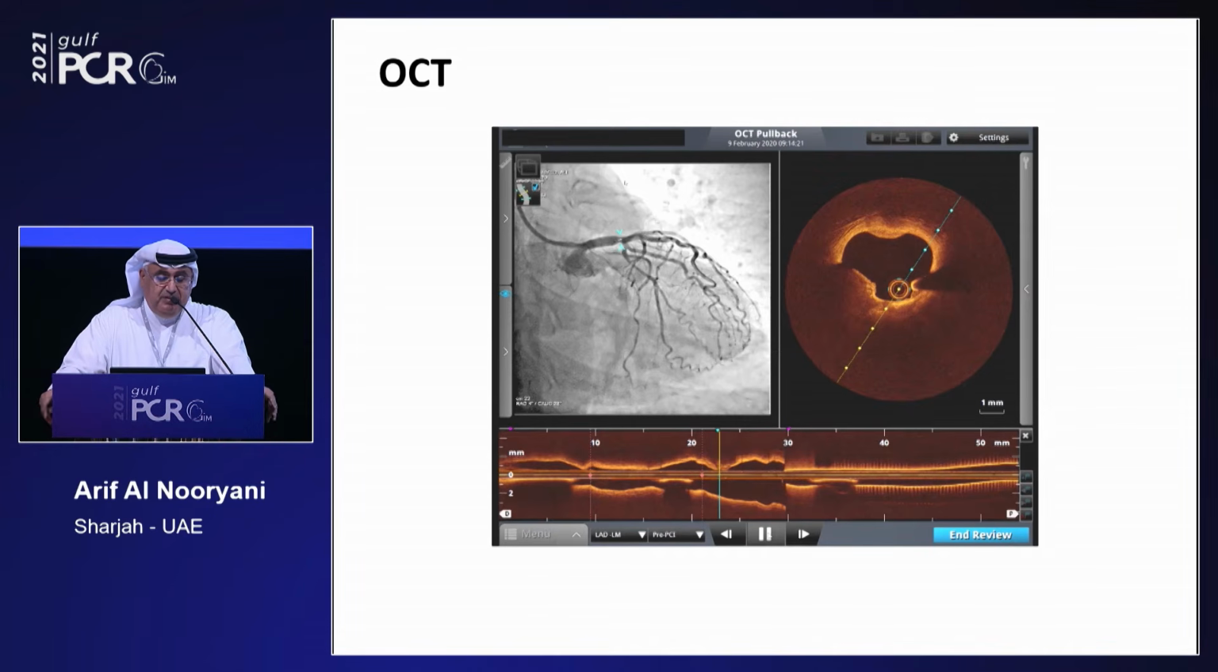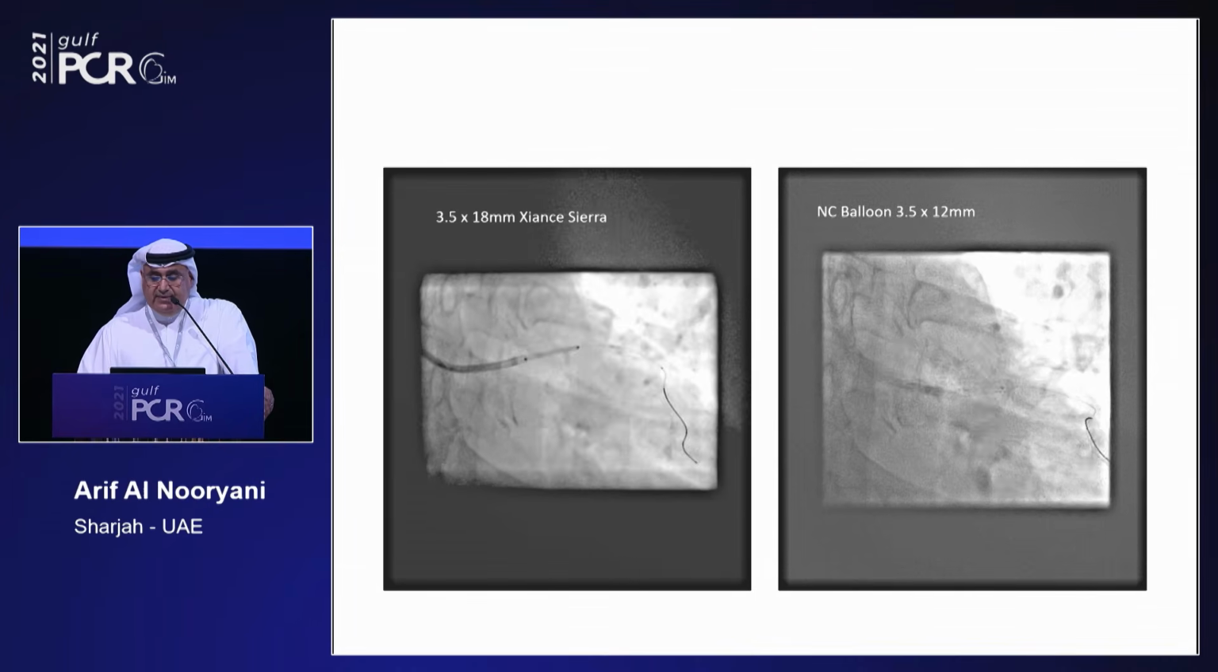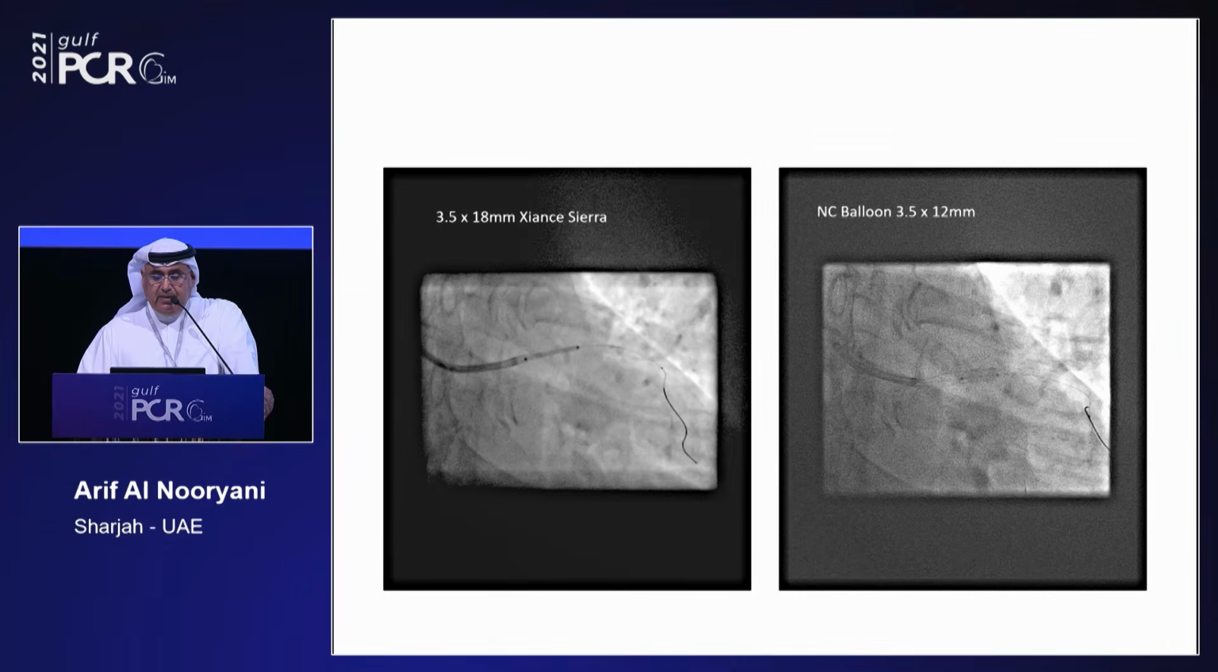This is a lipid-rich plaque. We don't see calcium much here. We don't see fibrosis, but we can see the necrotic core with a thin cap. So this lady certainly had a reason for her symptoms, so we decided to go with the 3.5 by 18 stent and into the left main.